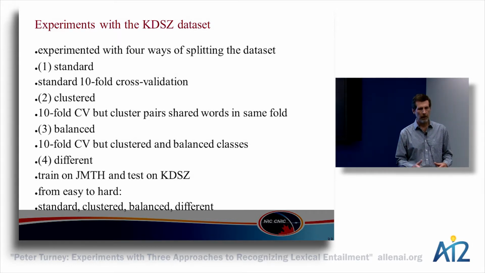And furthermore, the data set wasn't balanced. There were a lot more non-entailing relations than entailing. So we tried balancing the data set. And the fourth scenario, which is an even higher degree of challenge, is training the learning systems on the JMTH data set and then using that model to guess the entailment relations in the Kotlerman data set.